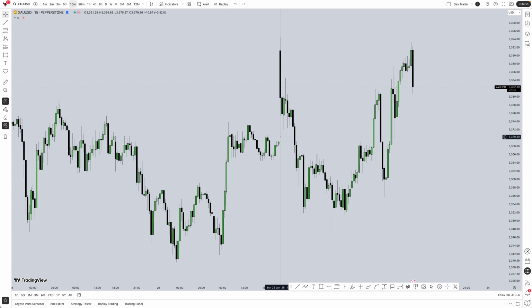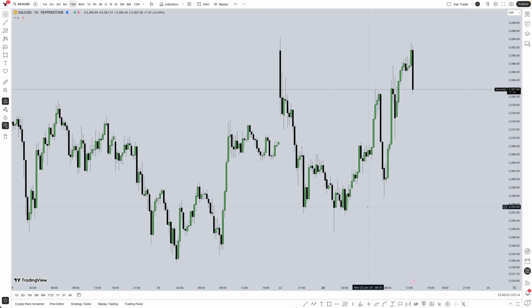This is obviously Monday, the 23rd of June, and we had rumors that the US has bombed Iran, so obviously we saw a gap opening. It's a new week opening gap since it's a Monday. That's the opening right there, and that was the closing price on Friday.